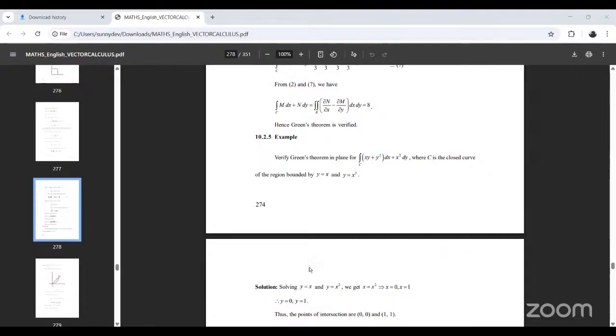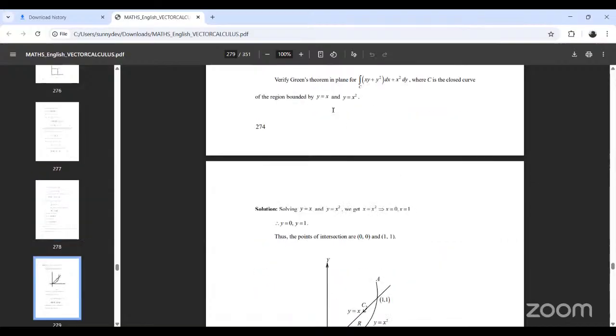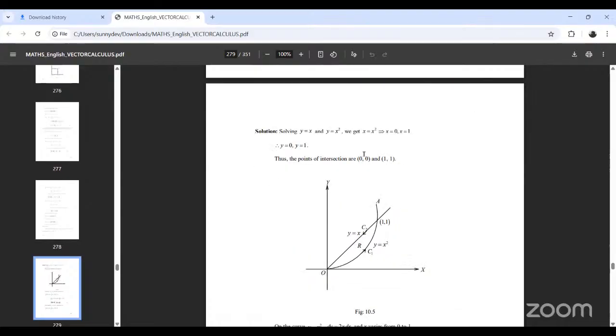Now let's see here. Verify Green's theorem for the integral of (xy plus y square) dx plus x square dy, where C is the closed curve bounded by y equal to x and y equal to x square. So these are the curves y equal to x and y equal to x square.